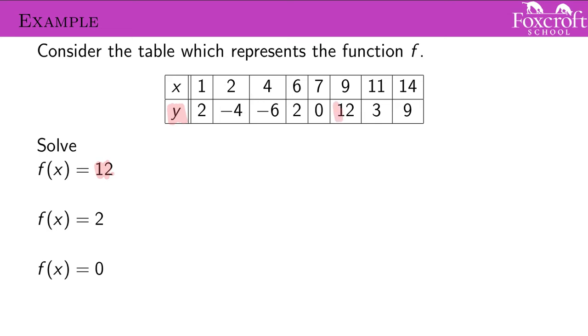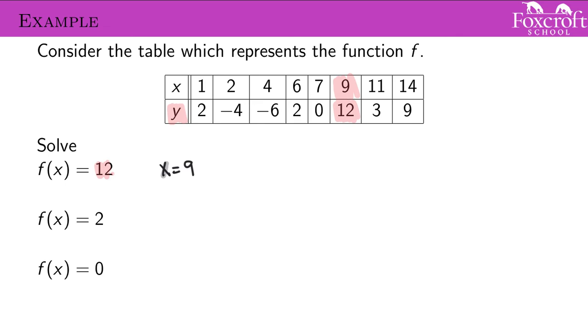How do we find where that happens? The x value, the input that made that happen, is above it. That's 9. So if f of x equals 12, then x had to be 9. So that's the solution for that. All right, just like you were solving equations in previous learning objectives, x equals 9.